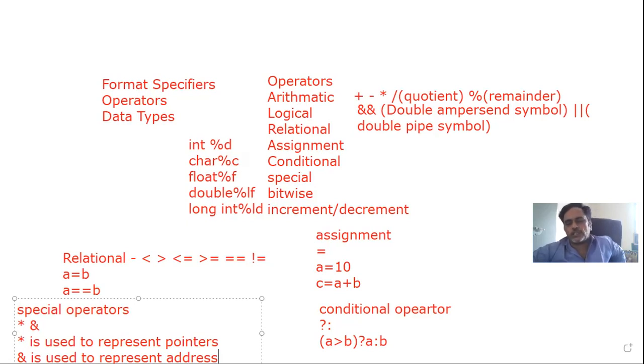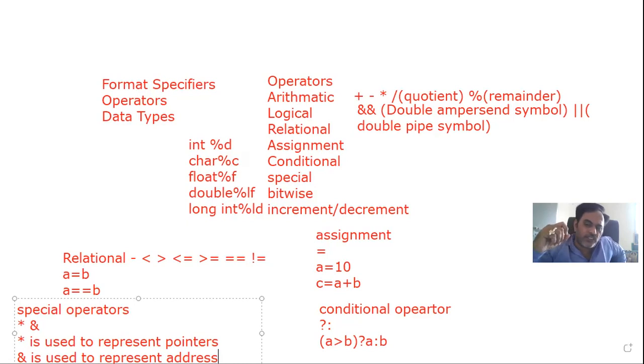The conditional operator, question mark colon, is used to check a condition. If A is greater than B, it will return A; otherwise, it will return B. Special operators are asterisk and ampersand. Asterisk is used to represent pointers, which will come later in the functions topic. Ampersand is used to represent the address, which we already discussed: scanf percentage d comma ampersand A means ampersand A refers to the address of A.